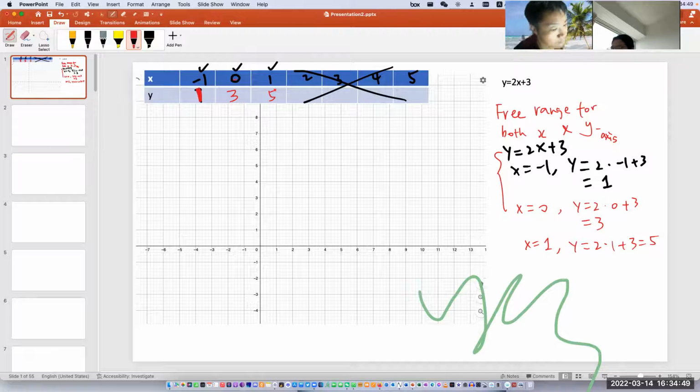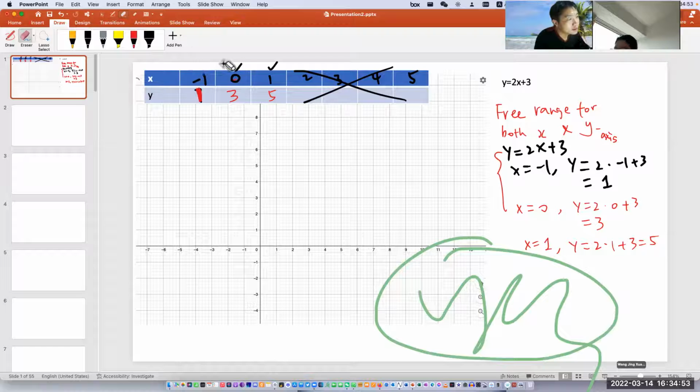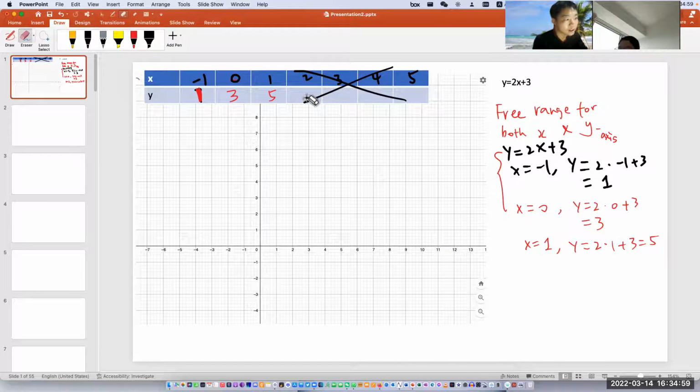Simple. In fact, you can go on and on. Like I said, you can give it the 2, then get the y. You can give it the 3, get the y. But not necessarily, 3 points is good enough if you are not given the table, free range, and just given the equation.